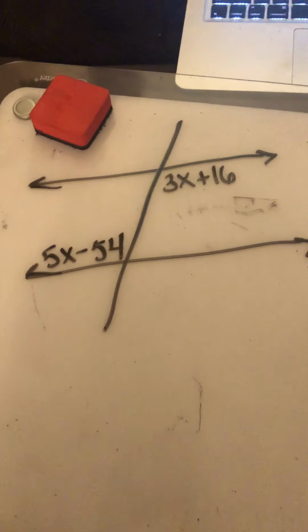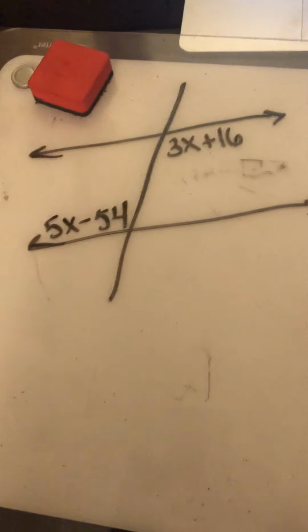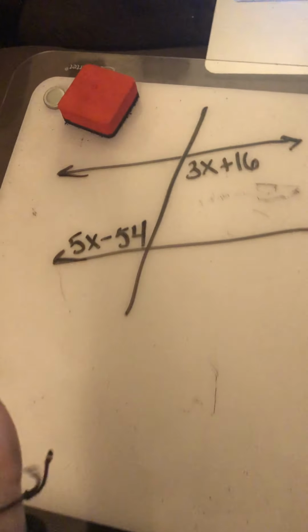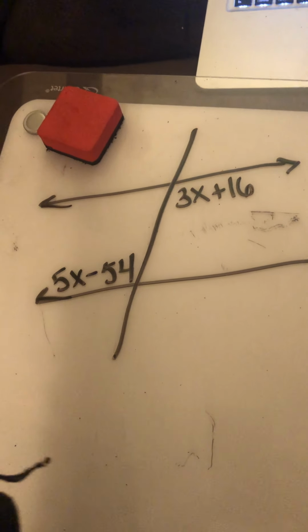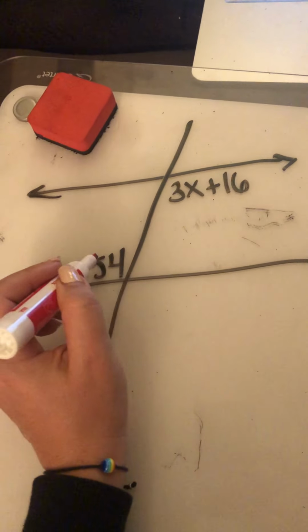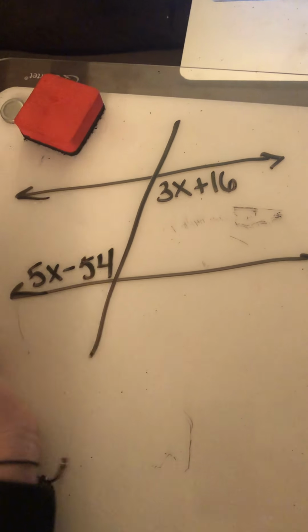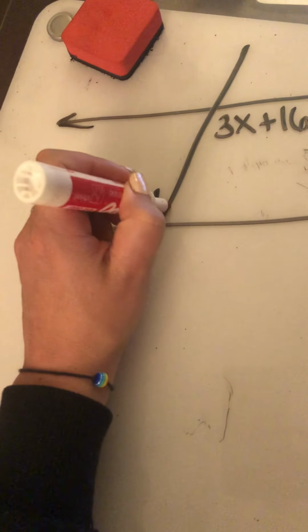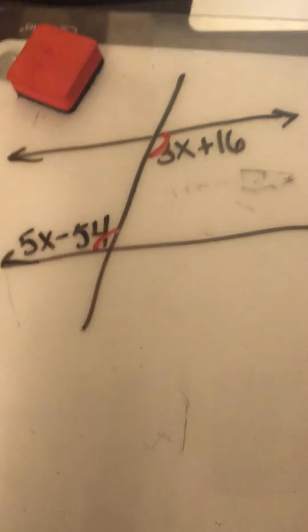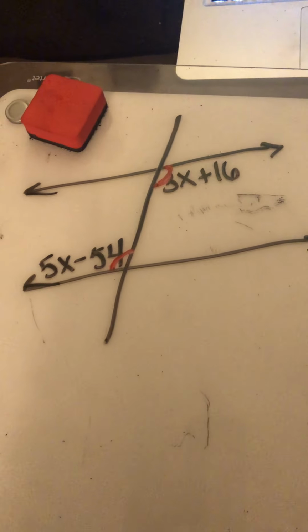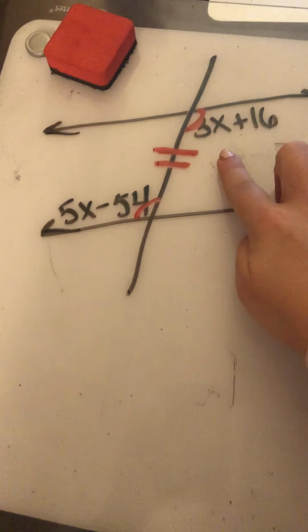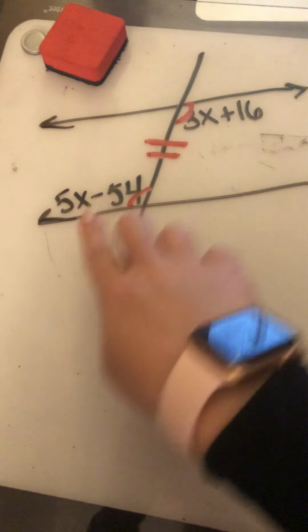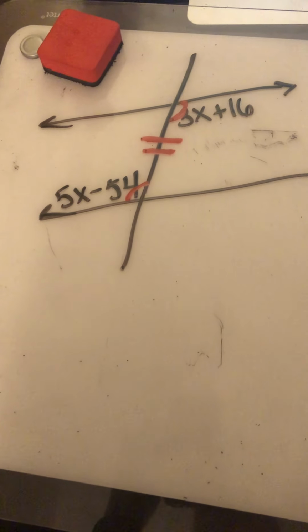Okay, so first thing you want to do is look at these angles and figure out what is their relationship. Well, I'm noticing that they are inside of the parallel lines, right? So that means they are interior. I'm also noticing that they're on opposite sides of the transversal. So not only are they interior, but they are going to be alternate interior. And I know that alternate interior angles are equal to each other. They are congruent. They are equal in measure. So that means that this angle, 3x plus 16, equals 5x minus 54. And that's going to be the relationship I use to solve for x.